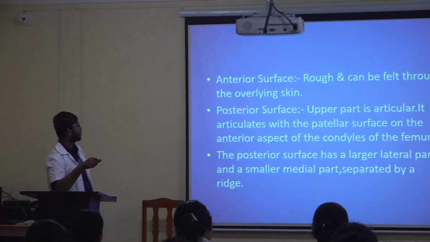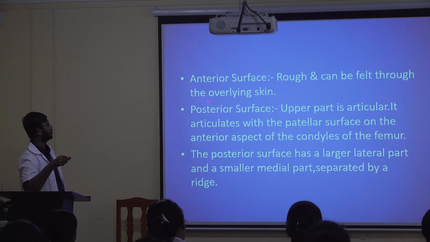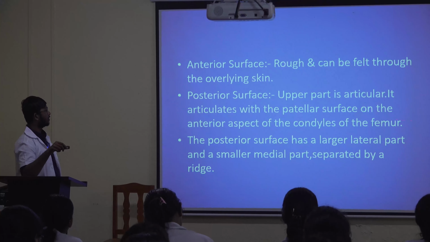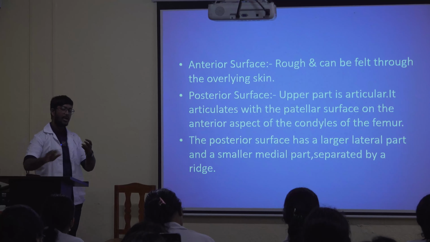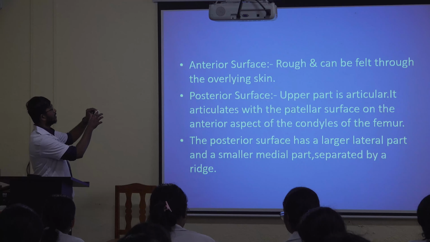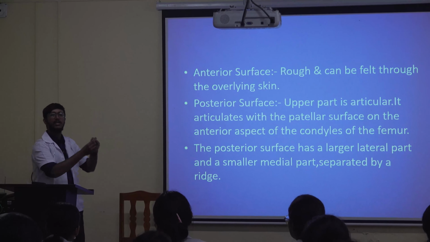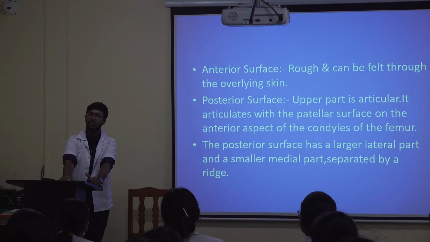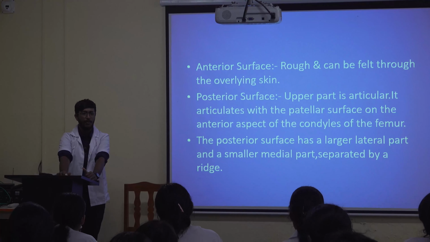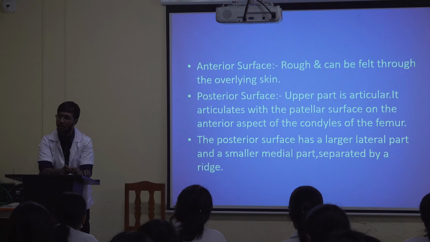Now the anterior surface, same thing, is rough and can be felt through the overlying skin. The posterior surface, upper part is articular. So see, these parts are the articular parts. It articulates with what bones? Femur. So you have gone through the condyles of the femur.